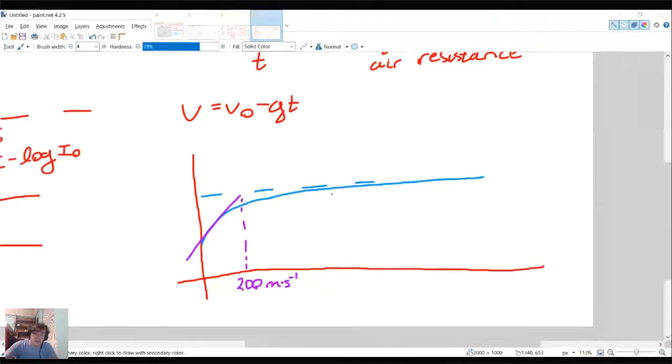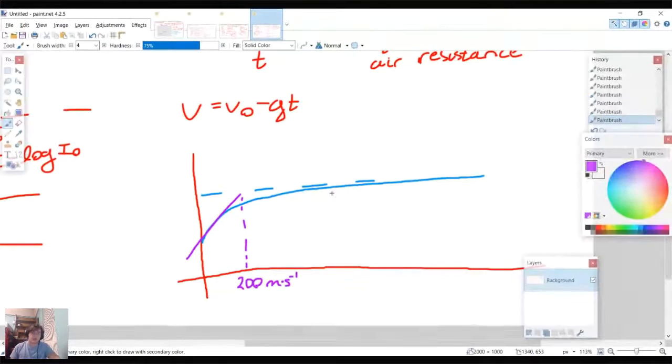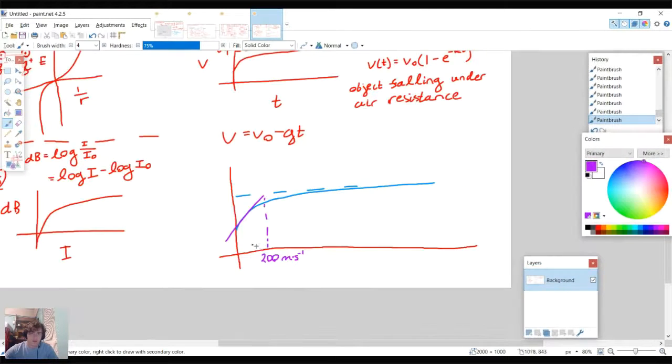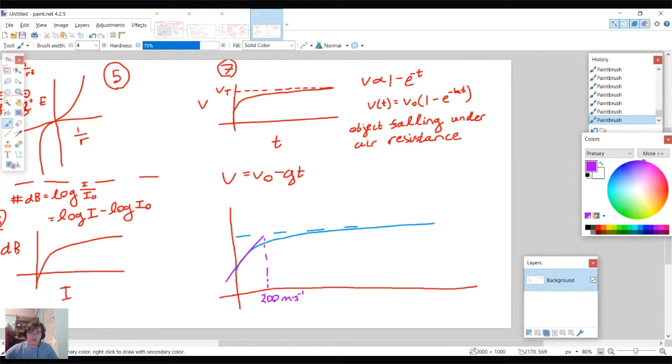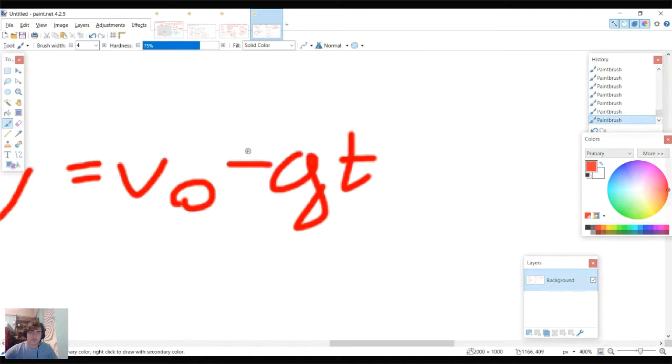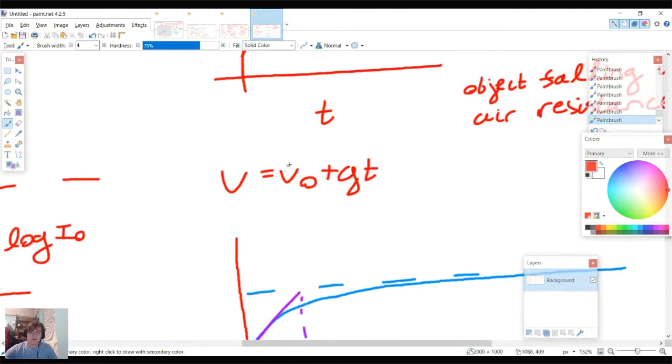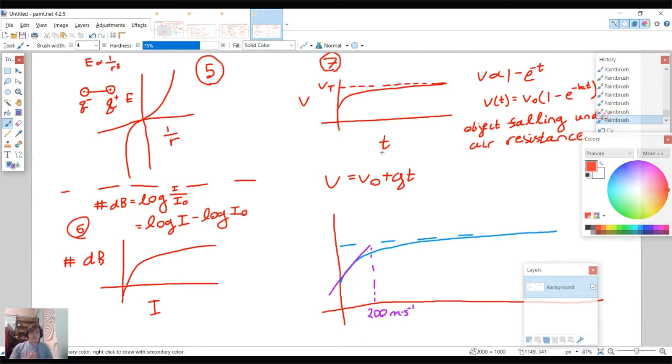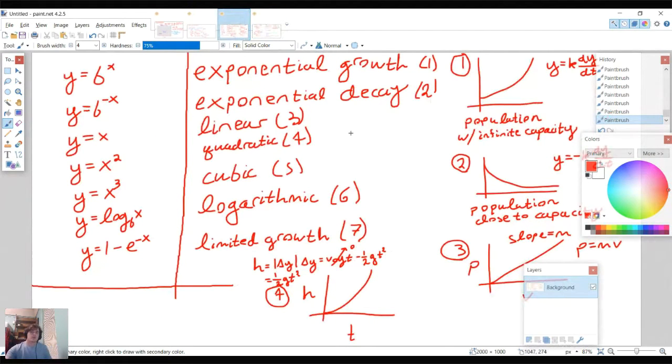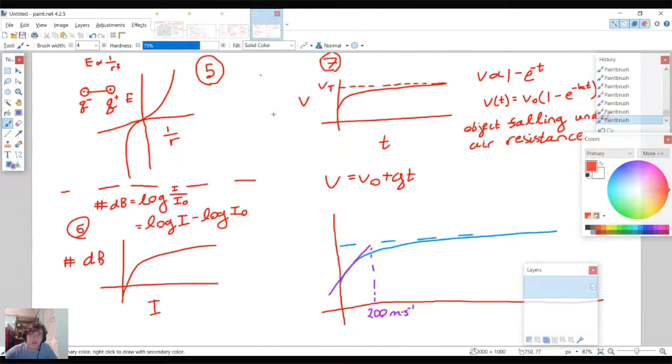Yeah, I mean the air is very small in that case, so you can actually approximate it that way, which is very nice. Or in this case, it would be plus. So that's the shape of graphs. That's a brief overview with some applications. It's good to be able to classify things with exponential growth, exponential decay, linear, quadratic, cubic, logarithmic, limited growth, because it's very good to be able to talk about things in terms of an English sentence instead of math.